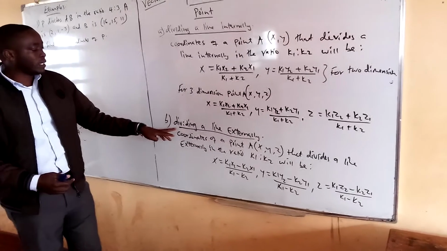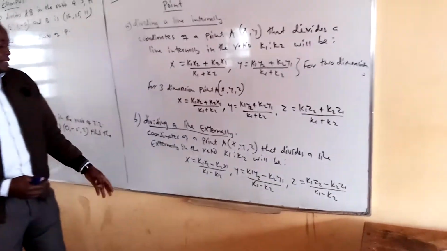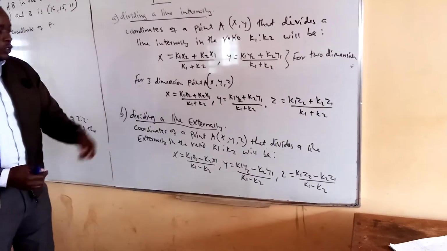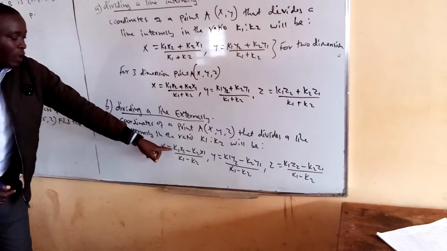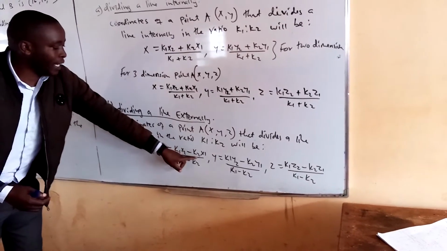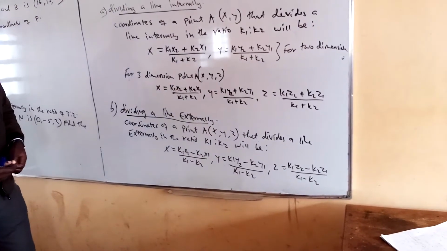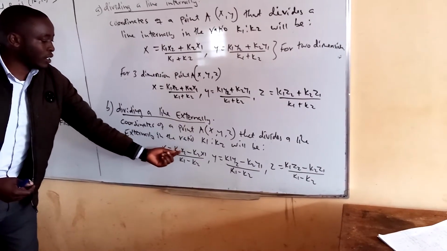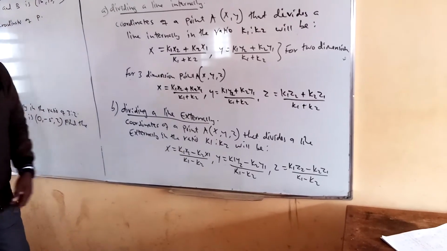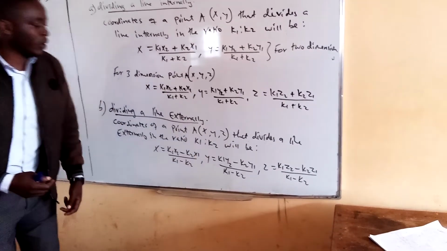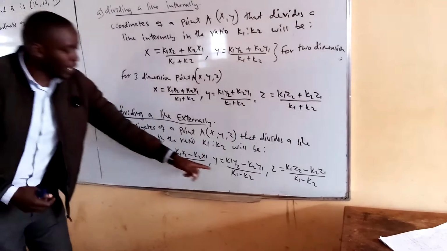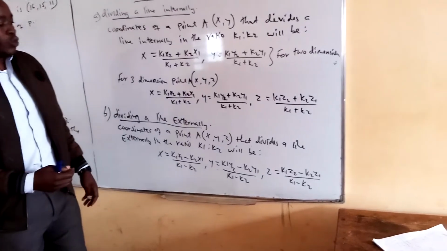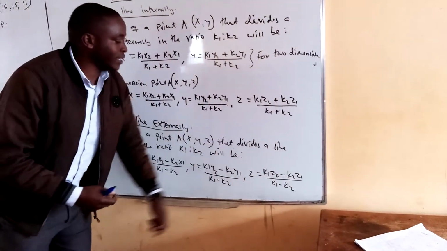Now, when dividing a line externally, the coordinates of a point A (x, y, z) that divides a line externally in the ratio of k1 to k2 will be: x is (k1 x2 - k2 x1). So instead of plus for internally, for externally we say minus. That is x = (k1 x2 - k2 x1) / (k1 - k2), and then you do for y, it is (k1 y2 - k2 y1) / (k1 - k2), and for z is (k1 z2 - k2 z1) / (k1 - k2).